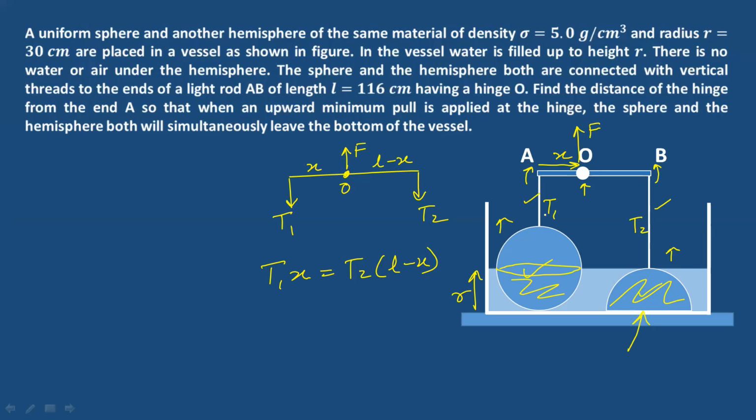So how do we find T1 and T2? You have to treat this in equilibrium. It's a minimum pull. So if you're pulling with a minimum force, you could just argue that both the sphere and the hemisphere are momentarily in equilibrium. All right. So let's see how we can do that.